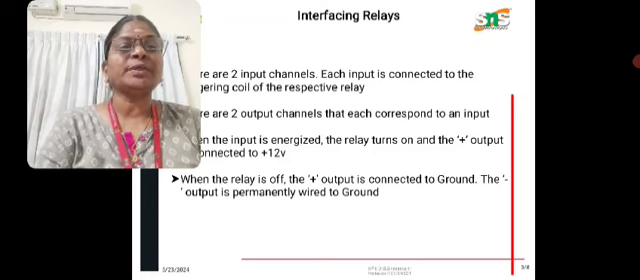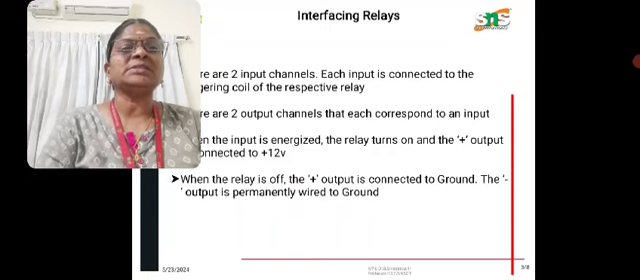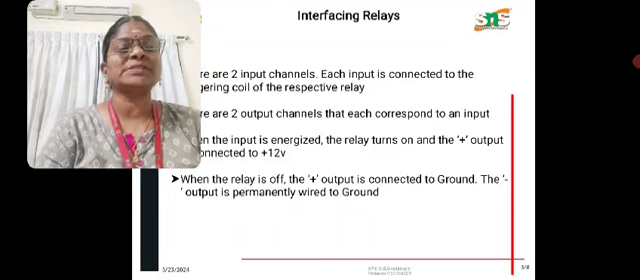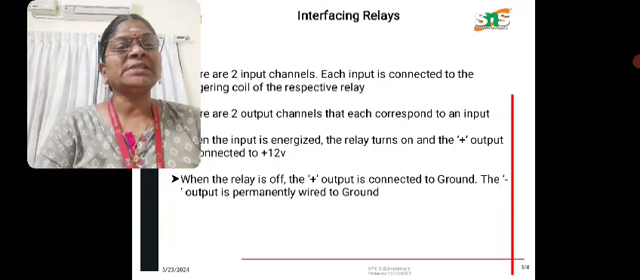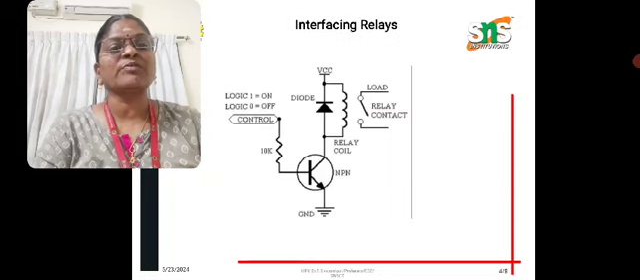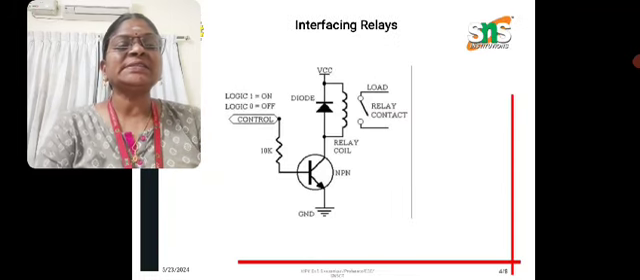Okay, there are two input channels. Each input is connected to an energizing coil of the respective relay. There are two output channels, each corresponding to an input. When the input is energized, the relay turns on and the positive output is connected to the positive 12 volt. When the relay is off, the positive output is connected to ground. The negative output is permanently wired to the ground. So this is the setup of relays. You can see the diagram here.